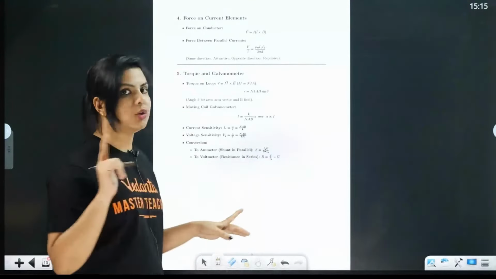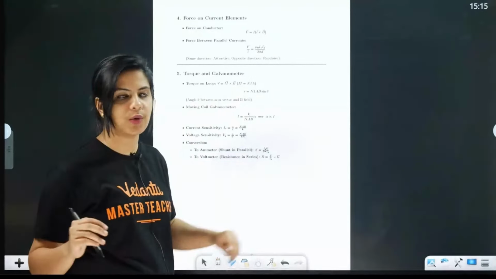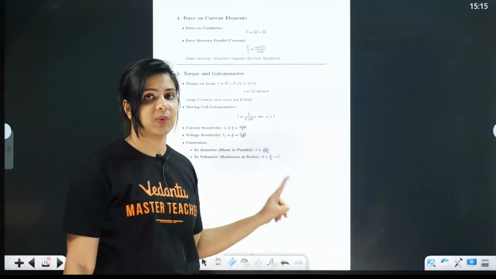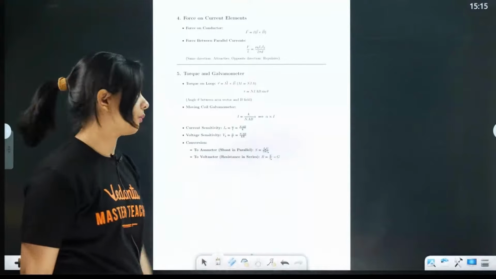Next one, the force between two parallel currents, that is force per unit length, which is equal to mu 0 I1 I2 divided by 2 pi d. d is the separation between them. I1 is the current passing through the first one, I2 is the current in the second one.